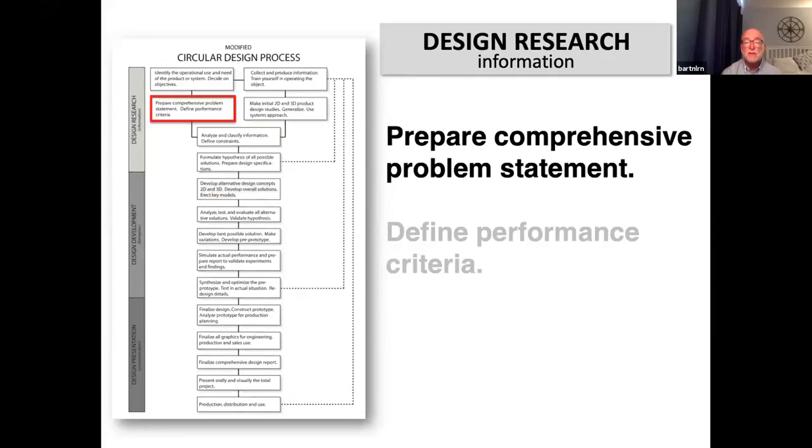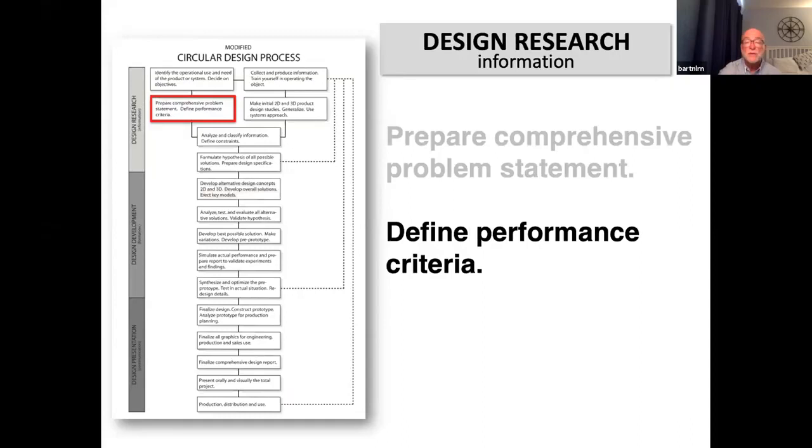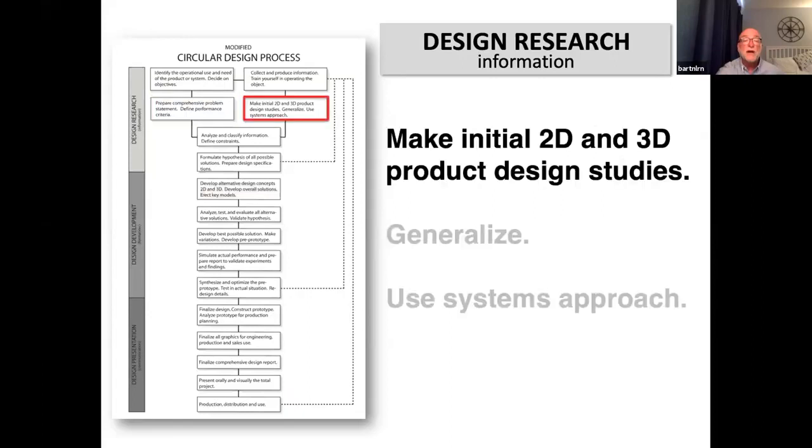And then you want to define performance criteria. Defining performance criteria is, what is this object going to do? How should this product perform? And so I define the criteria. Now, a lot of that may come from the project brief, but a lot of it may not. It may come from what you defined.